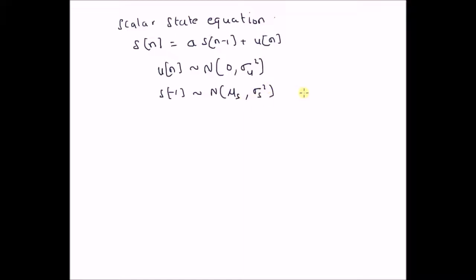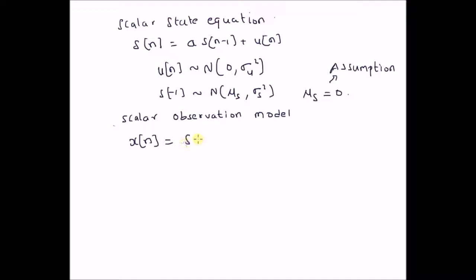In this derivation, we will assume that the initial mean mu s is equal to 0. This is an assumption. So the scalar observation model is given by x of n is equal to S of n plus W of n, where W of n follows a Gaussian distribution with mean 0 and variance equal to sigma square W.